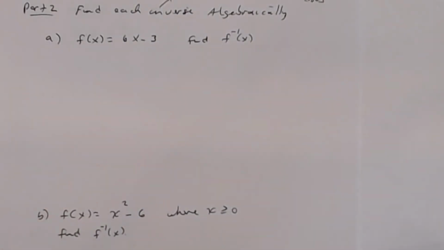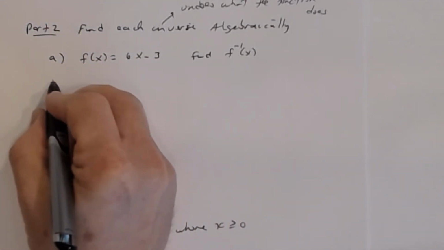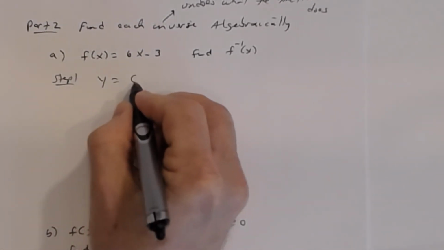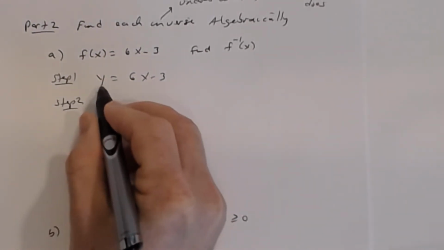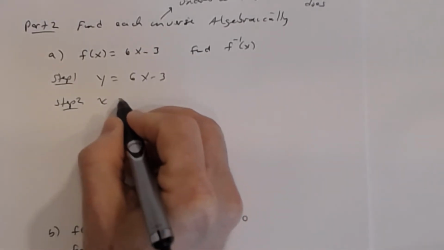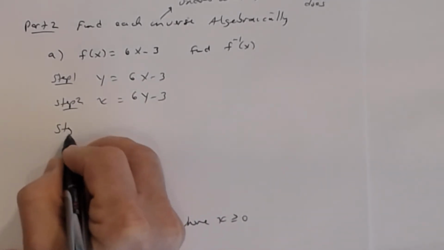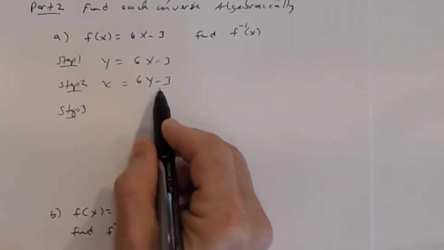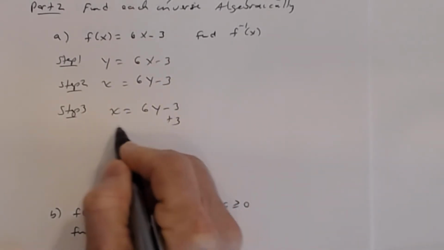So let's go back to the first one. This one right here. All right, so let's do this algebraically. Step 1, replace f of x with y. So y equals 6x minus 3. Step 2, interchange the variables. So x equals 6y minus 3. Step 3 is to get y by itself. Now, step 3 is where you're going to have to do a little bit of work. So to get y by itself, I'm going to add 3, right? So you're going to add 3 to both sides.